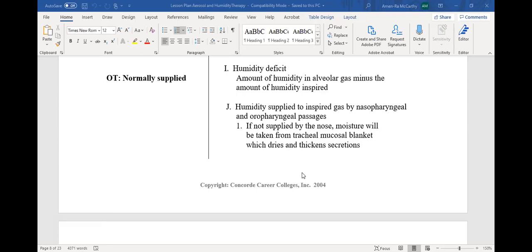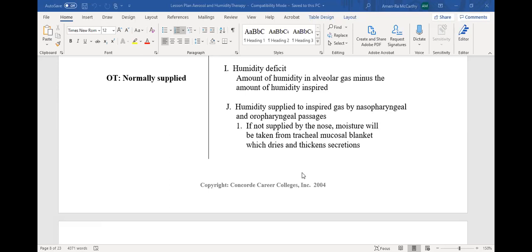Now, what is J? J says humidity supplied to inspired gas by the nasal pharyngeal and the oral pharyngeal passages, right? That is how we humidify the gas, through the nose and the oral pharyngeal. So in the nose and in the back of the throat, all of that is touching the gas, right? It's humidifying it and heating it up, okay? So that the alveoli can use it. It can't use it or doesn't want to use it if it's not right, right?